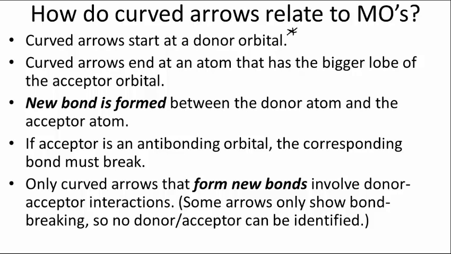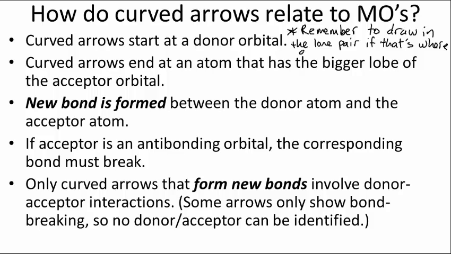So remember to draw in the lone pair if that's where the arrow starts. So an arrow always starts at the donor orbital. And the curved arrow should always end at the atom that has the bigger lobe of the acceptor orbital.